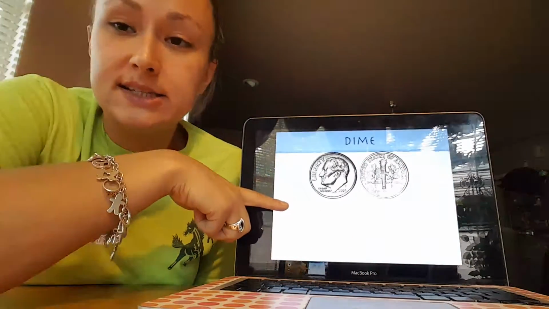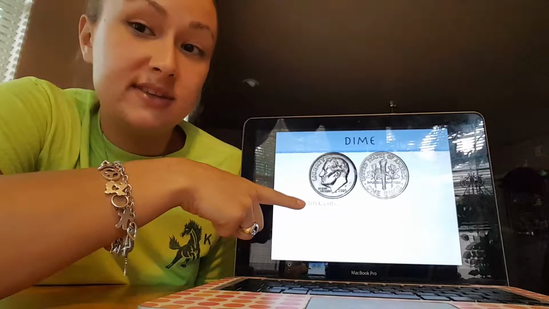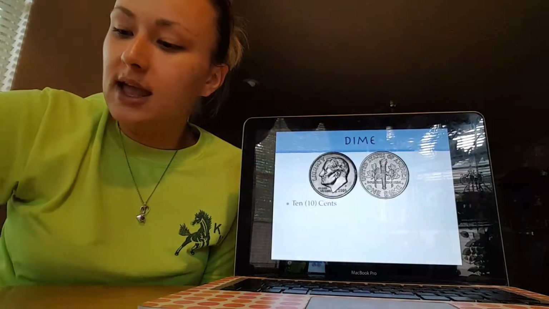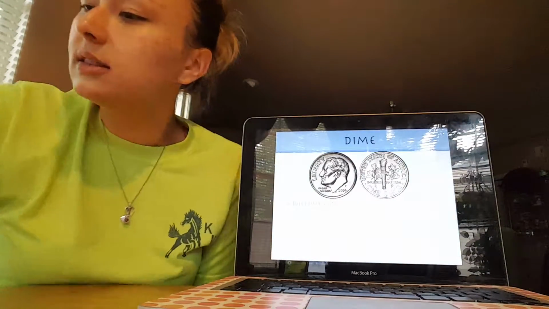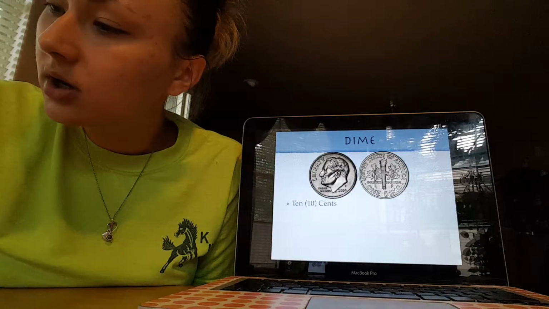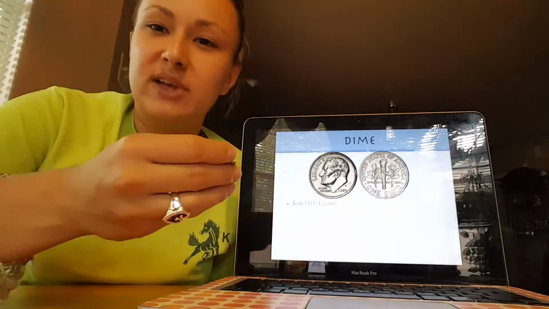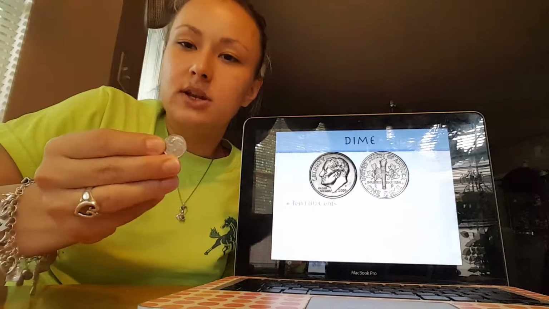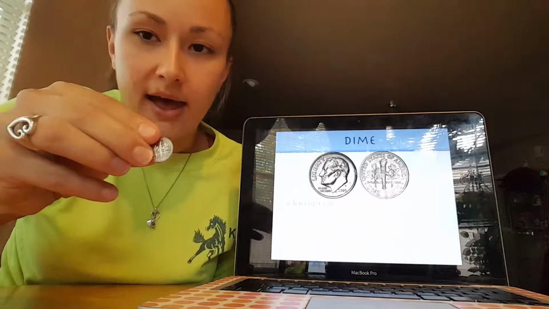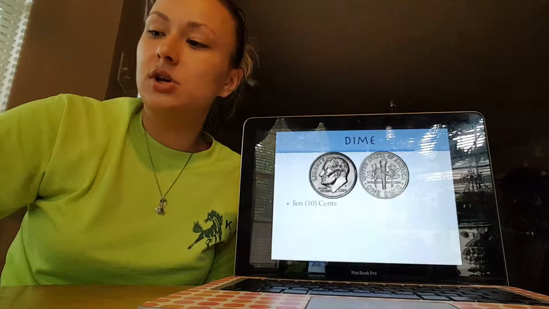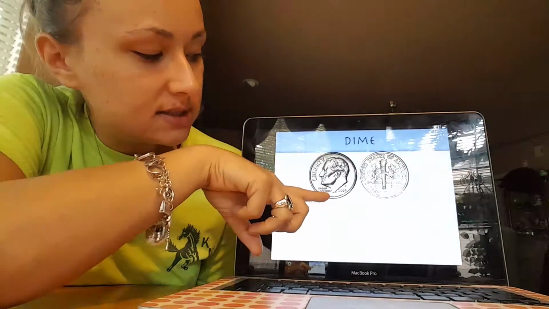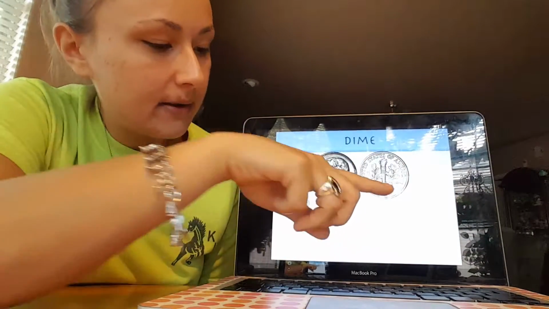Okay, this is a dime. Each dime is worth 10 cents. And a dime is a little bit smaller than the nickel and just a little bit smaller than the penny. This is the front of the dime, and this is the back. I'll pass this around so you guys can see it. And just like that, that's the front and that's the back.